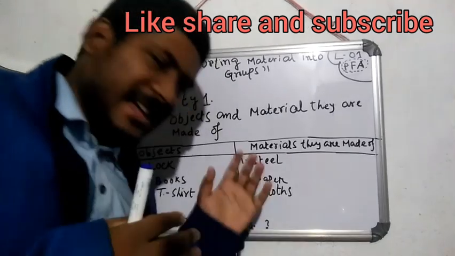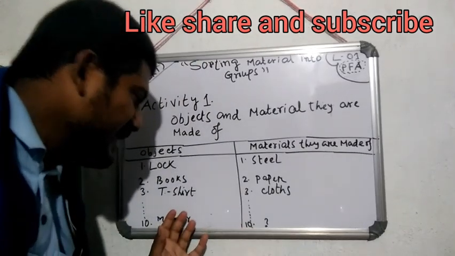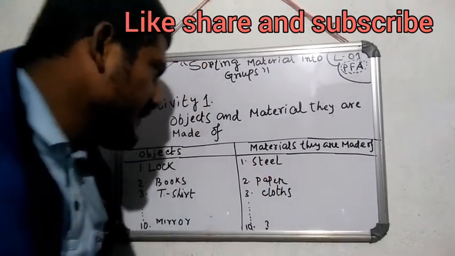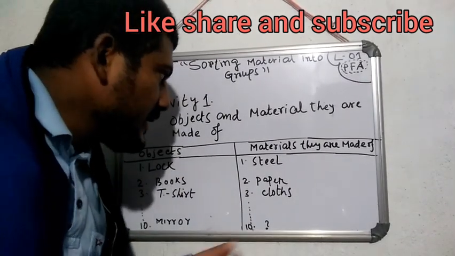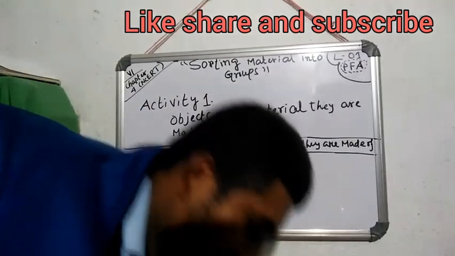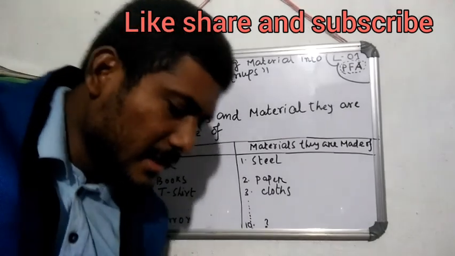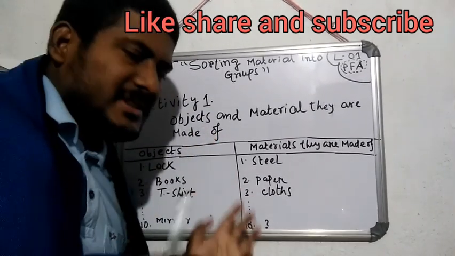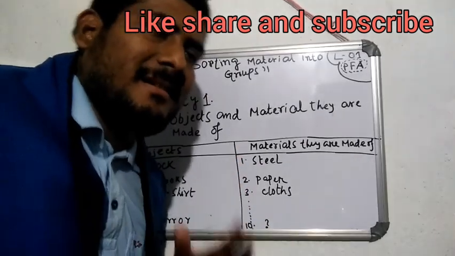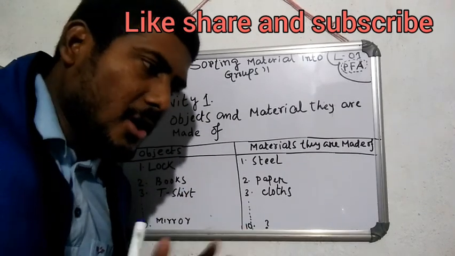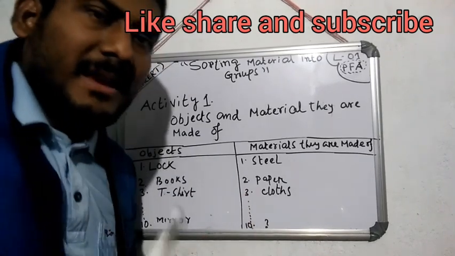Now in that activity you will find that some of the objects are made of the same materials. For example, if you consider lock, then this is made of steel. Similarly, if you consider a dagger, what is this? This is dagger or knife. Then this knife is also made of steel. So from these two examples, you can say that different types of objects are made of the same materials. Okay? Now, on the basis of this conclusion, you have to perform an activity.